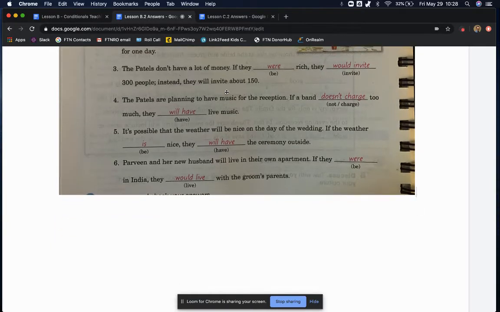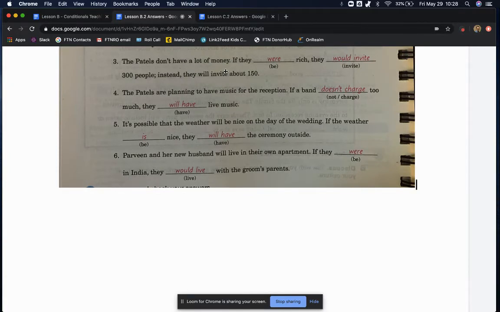Okay. Here's number three. The Patels don't have a lot of money. If they were rich, they would invite 300 people. Instead, they will invite about 150 people. Okay. If they were rich, all right, they would invite. So again, this is not possible. This is not a possible situation. So we're using if plus the past tense. And then in the second clause, we're using would plus the base form of the verb.